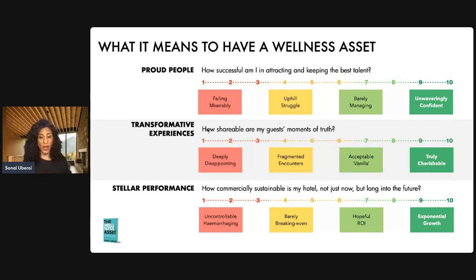And knowing where your wellness offering lies on the realisticity versus potential graph, you can also map that out on these scales, where if you are ranking anywhere between 1 to 3 when it comes to either proud people or transformative experiences or stellar performance, you know you have a liability. And what you can do is slowly work up the scales. If it's from the proud people, going up to uphill struggle or barely managing or unwaveringly confident. So knowing where you are within these scales will help you get to the dark green side.